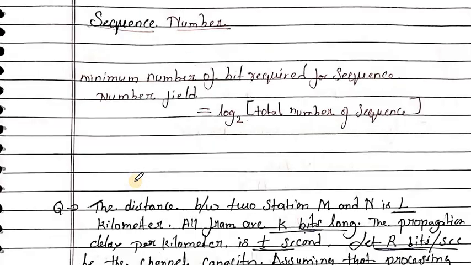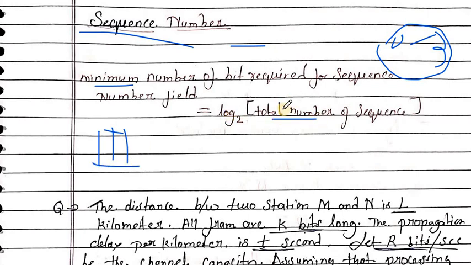Here again, the same thing, representing the sequence numbers. In the previous example there was a sequence number range of 0 to 3. To represent these sequence numbers, we need some number of bits, and this is the formula. Here we put 3, the maximum sequence number, and the total number of sequence numbers is 4. So we get 2. We require 2 bits to represent these sequence numbers.